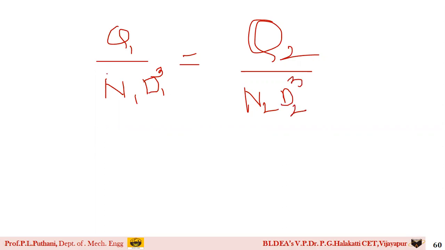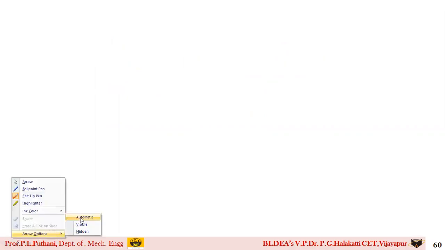So already you know these things. N1 you know, D1 you know, N2 you have calculated, D2 you have calculated, Q1 is given. So the unknown factor Q2 you can calculate using this particular equation. So let us see how we are going to get now the value of Q2.